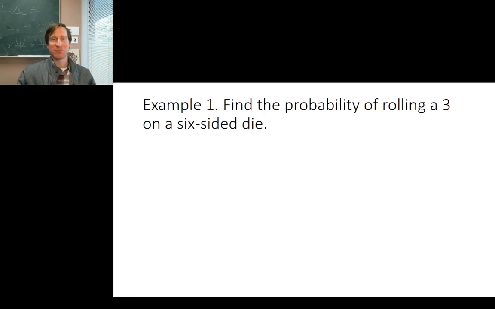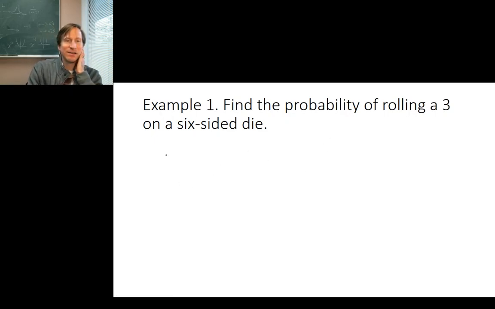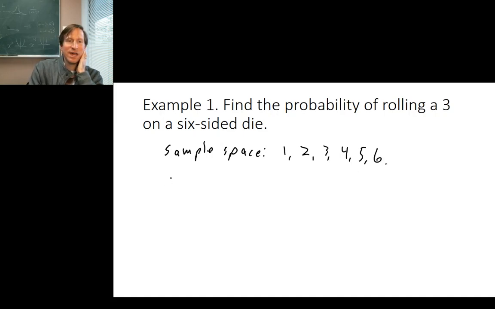All right, let's look at some examples. So let's calculate the probability of rolling a 3 on a 6-sided die. So we know that the sample space in this situation is the possible outcomes for rolling the 6-sided die. That's 1, 2, 3, 4, 5, and 6. Okay, and let's write the event that we're calculating the probability of, so E. So the outcomes that we want to have happen are just rolling a 3.